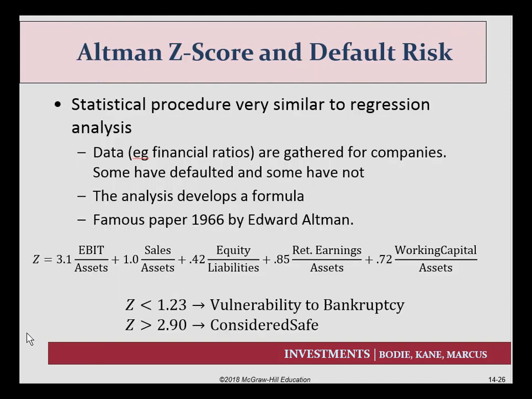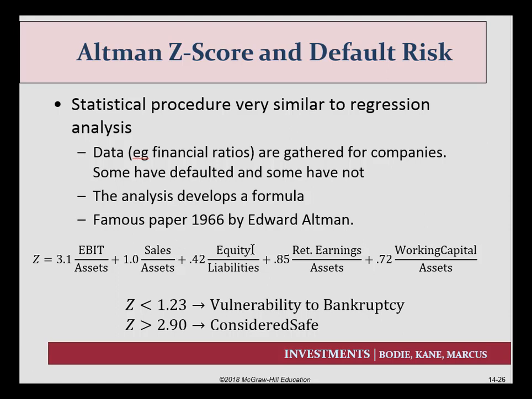And this research came from a guy named Edward Altman. In 1966, he created this thing that's referred to as the Z-score, and it's created through a statistical procedure. It's very similar to regression. It's actually referred to as discriminant analysis because it discriminates between 2 things: those companies that go into bankruptcy and those that are considered safe.